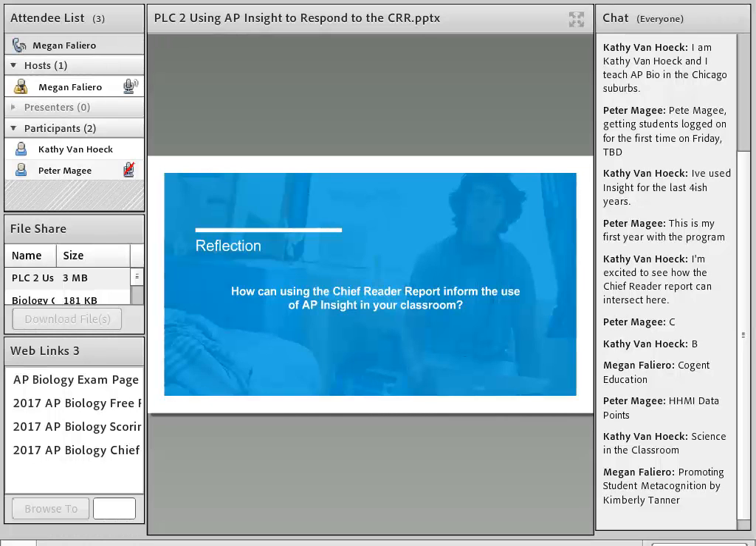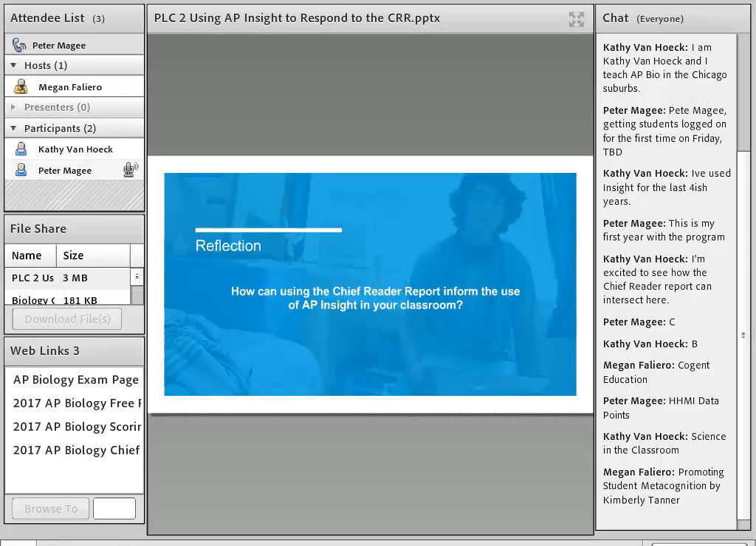All right, so we've looked at the Chief Reader Report, where to find it, and how it aligns with AP Insight. So, how can using the Chief Reader Report inform the use of AP Insight in your classroom? Do you see the correlation? Is this something that you would find valuable? For me, very much so. And yes, definitely.